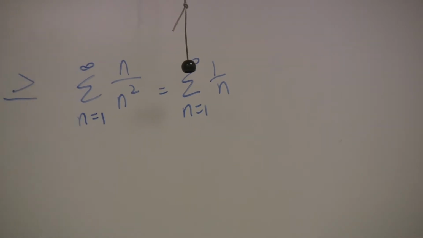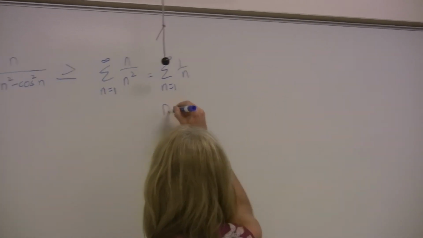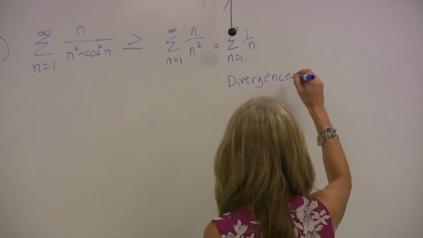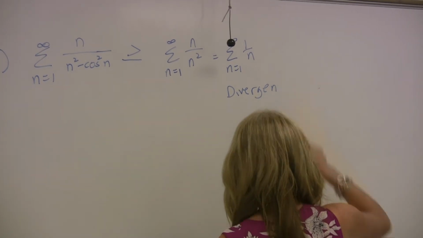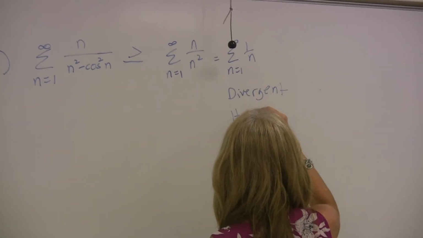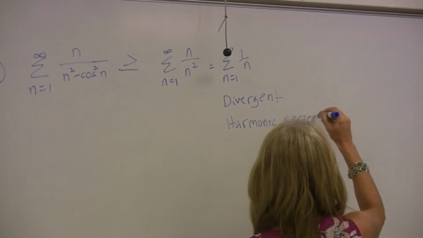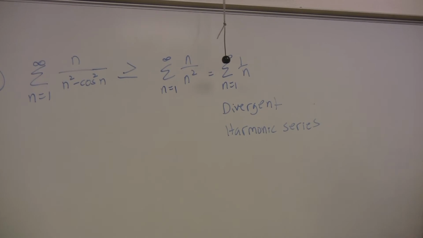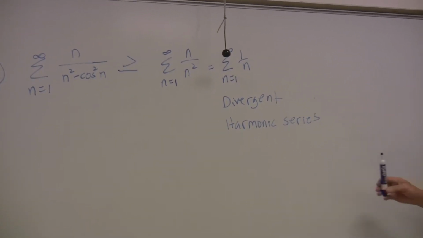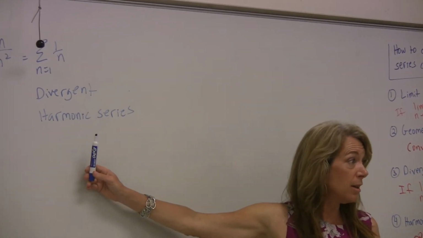What can you tell me about that series? Divergent. It diverges because harmonic. You could call it P series or harmonic. Divergent. Harmonic series. The harmonic series is the only one that you can just say, it's the harmonic, it's divergent. That's just a fact that we're going to use. So you could say it's a divergent harmonic series, divergent because it's the harmonic series.